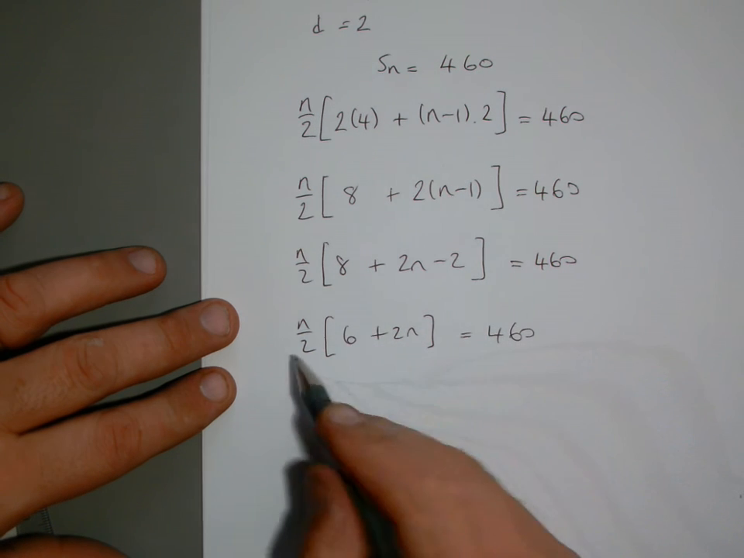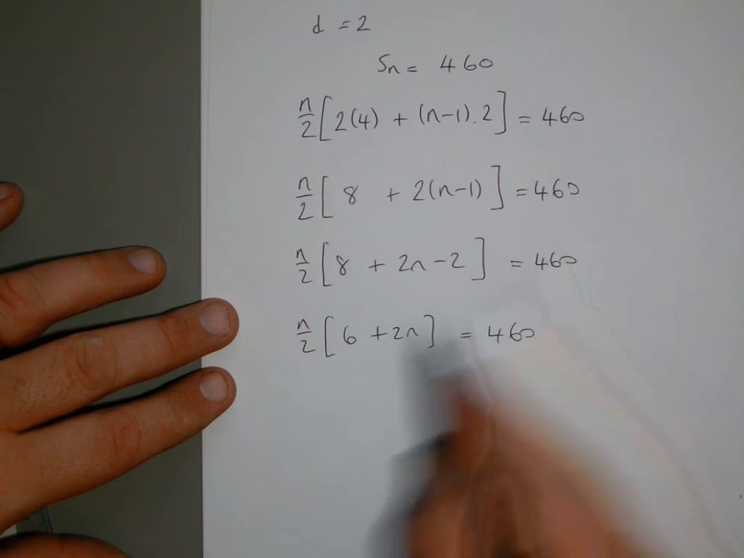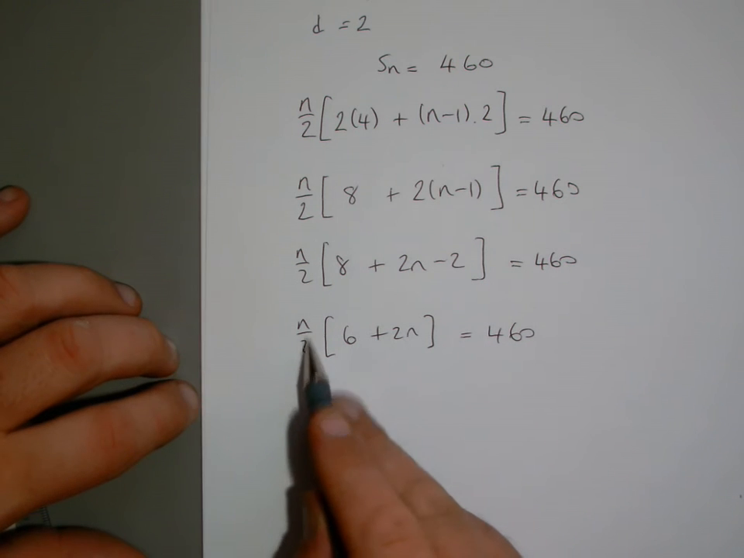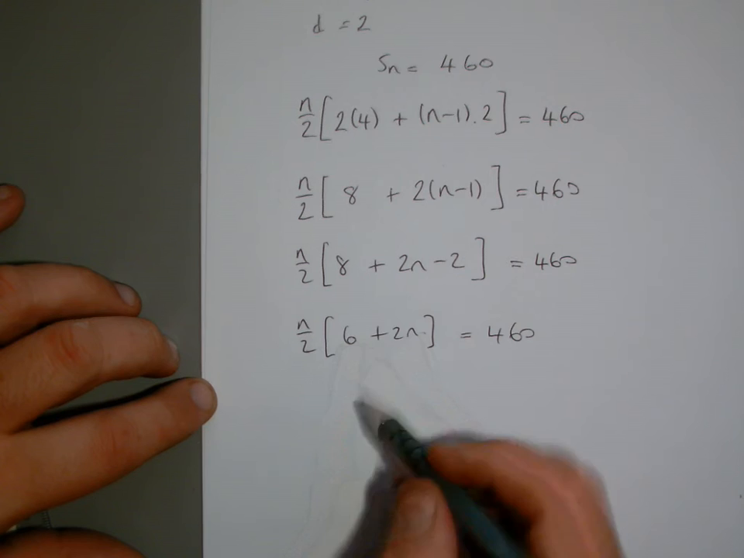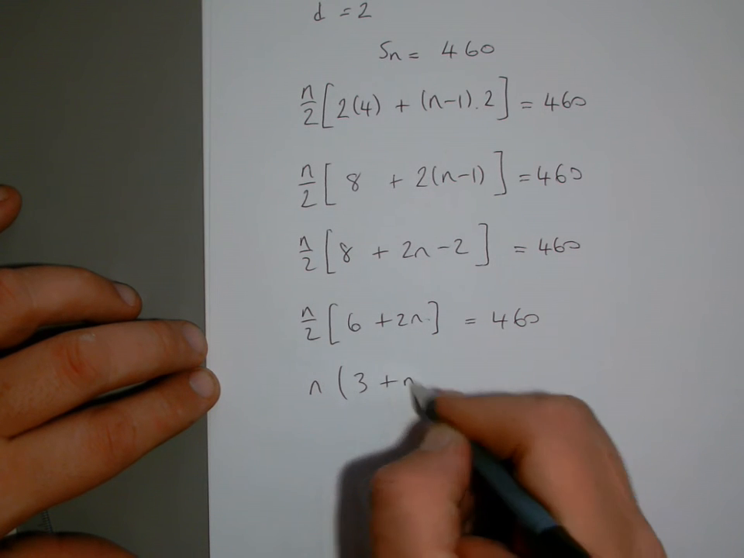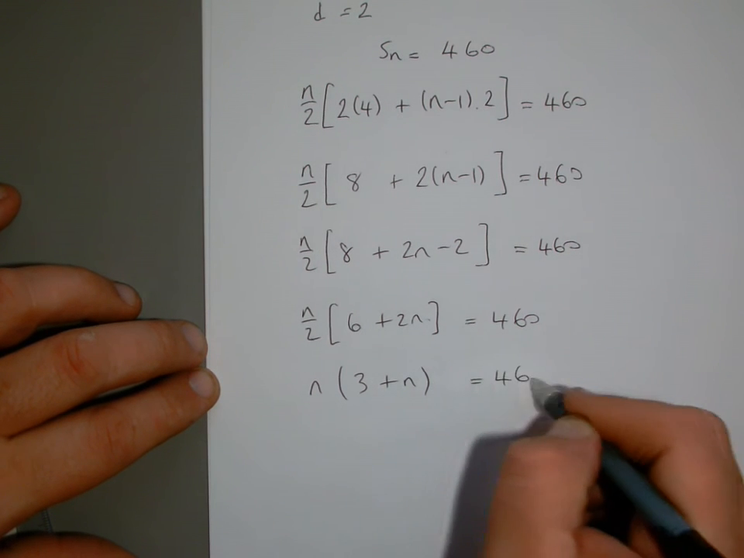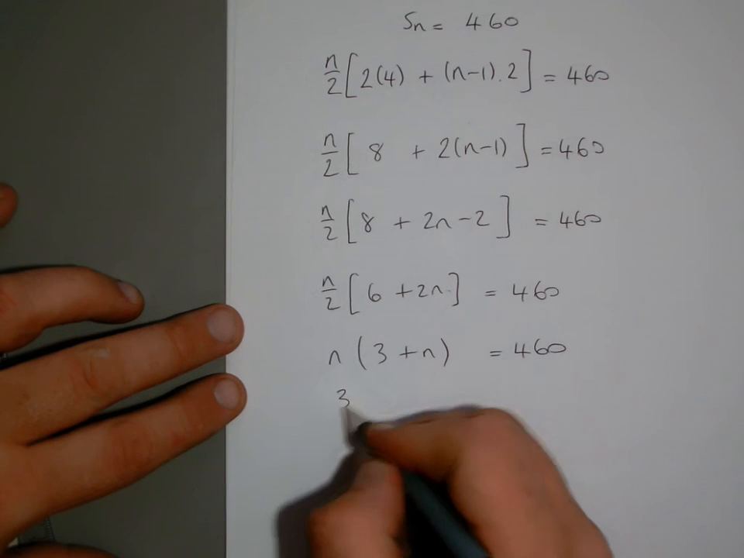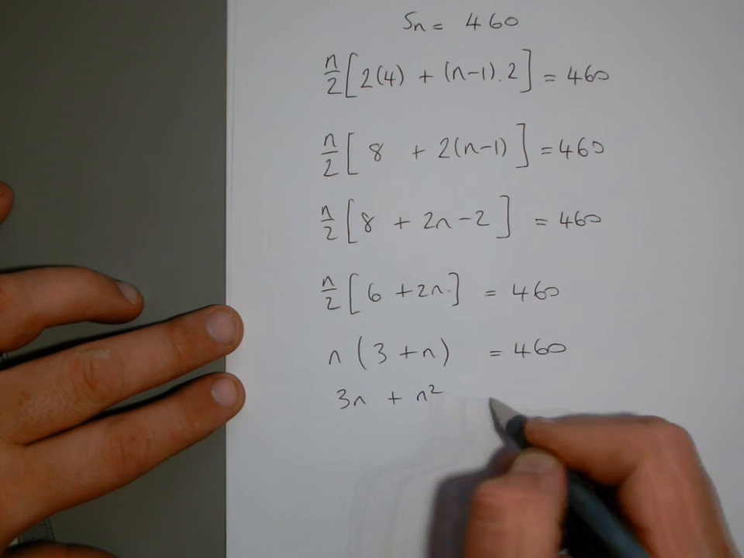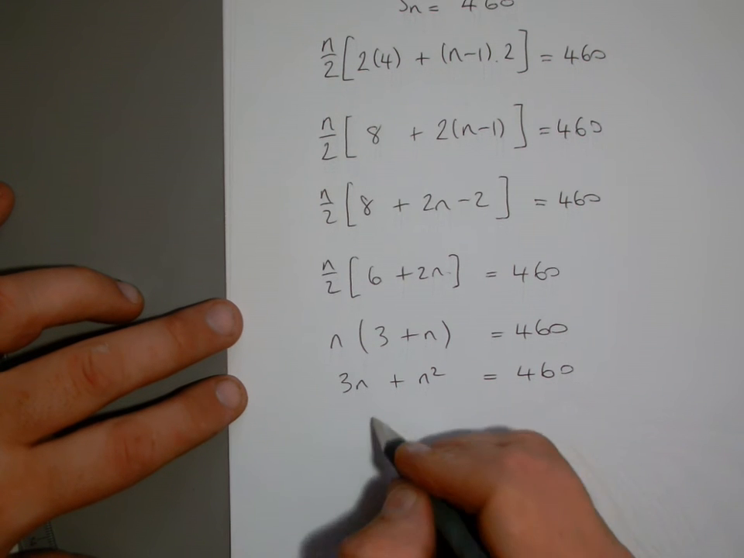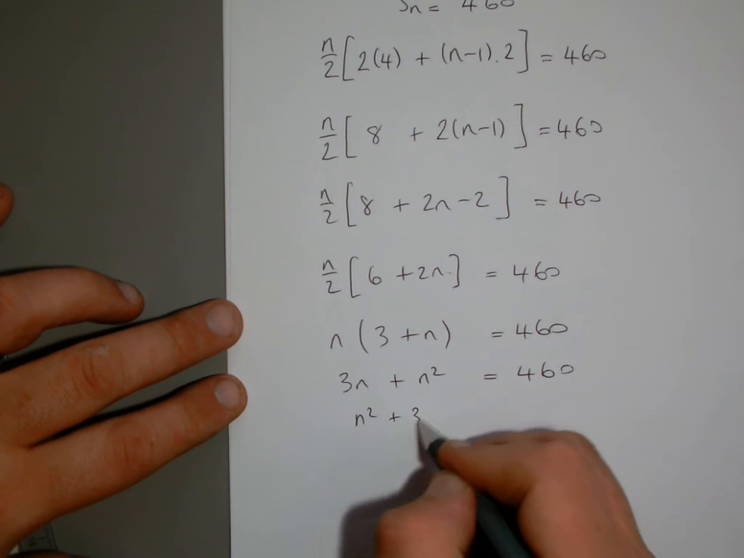Now the reason why I didn't take that 2 over the other side and multiply is because I could now times through the bracket by half, because this is a half, isn't it? And we can halve each term here, so that'll be n, 3 plus n, okay? So just halving each term in there. Multiply out the brackets, so 3n plus n squared equals 460. And we end up with a quadratic, yeah? So let's write it in quadratic format.